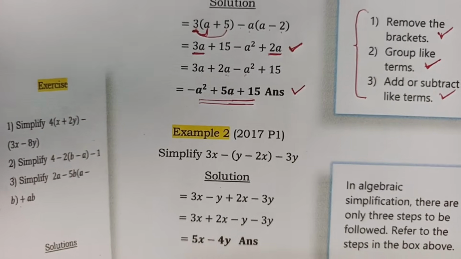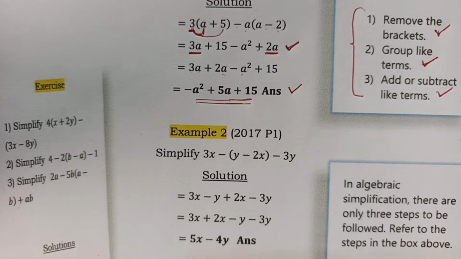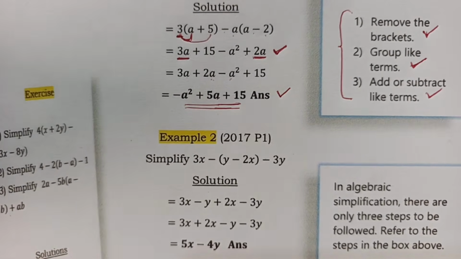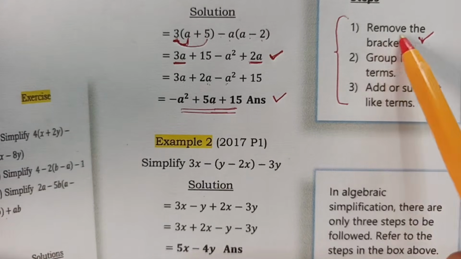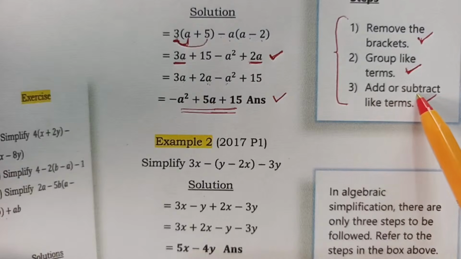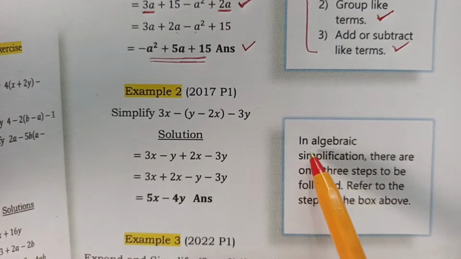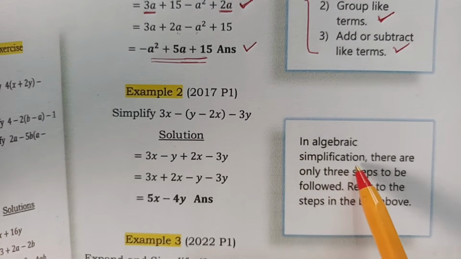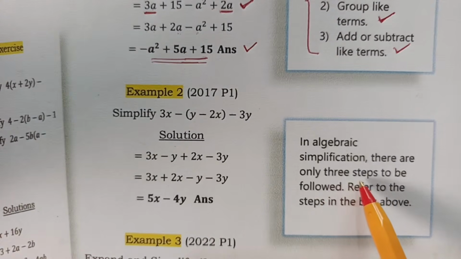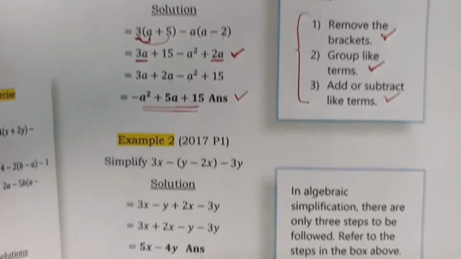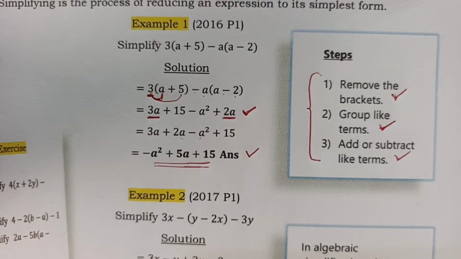So there is another question in 2017 paper 1. The pattern, guys, is just the same. Remember, the 3 steps must be considered. You first remove the brackets, group the like terms, add or subtract. Okay, so let's read the instructions in this part. In algebraic simplification, there are only 3 steps to be followed. Refer to the steps in the box above. So whenever you are simplifying anything under algebra, the key is just these 3 steps.